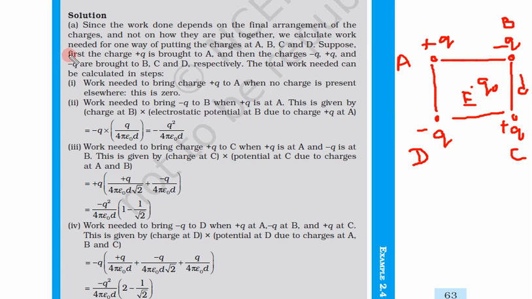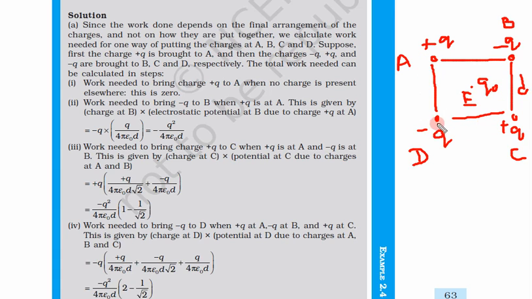So suppose first the charge q is brought to A. So we are solving in this way, A, then B, then C and D. So we are solving the normal way. You can solve in another way, C, D, A, B, or you can solve B, C, D, A. First B, then D, then A, C. You can solve in any way, but the work done would be the same because work done does not depend on the way how we put this thing together.